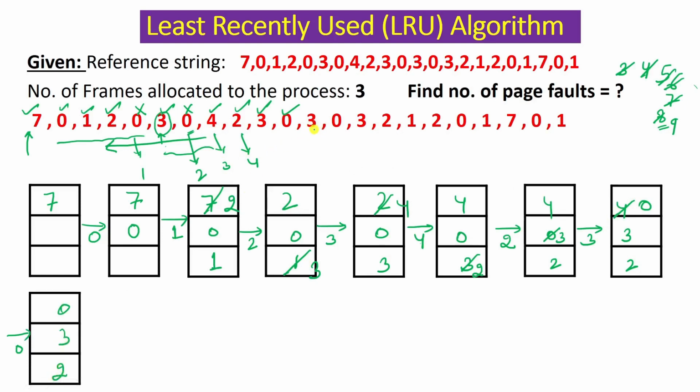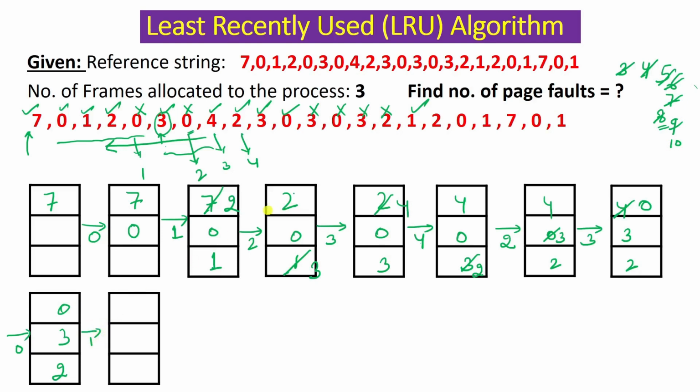Now 3 will not generate a page fault, it is already here. 0 is already here, so no page fault. 3 is already here, no page fault. 2 is already here, so no page fault. 1 is not here, so it will generate a page fault, and I have 10 page faults, right?